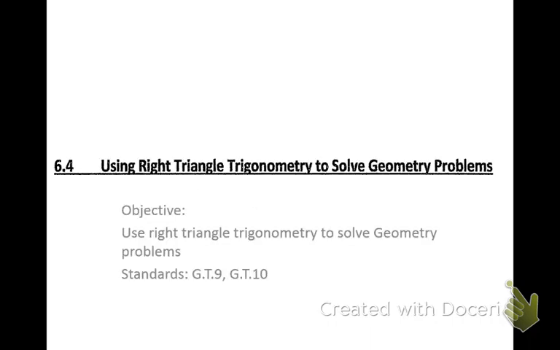Our section we're going to do is 6-4. We're going to do half of it today, half of it next time. So 6-4 is use right triangle trig to solve geometry problems. Our objective is to do that.